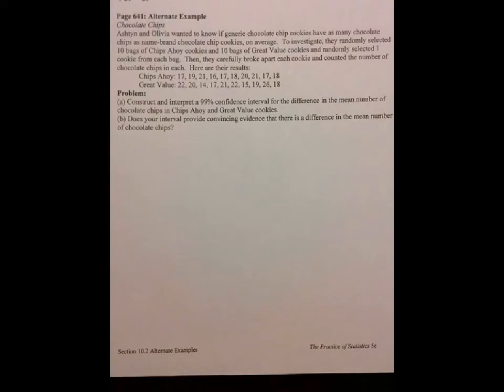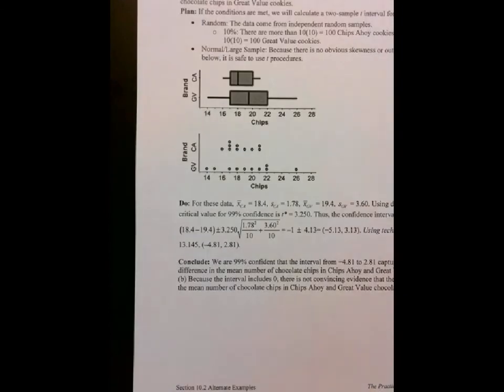The problem is this. We're going to construct and interpret a 99% confidence interval for the difference in the mean number of chocolate chips in Chips Ahoy and Great Value cookies. And does your interval provide convincing evidence that there's a difference in the mean number of chocolate chips? Now what we'll do is, we're just going to go straight to the printed solution here. So this isn't super long.